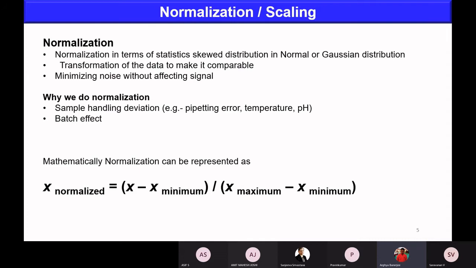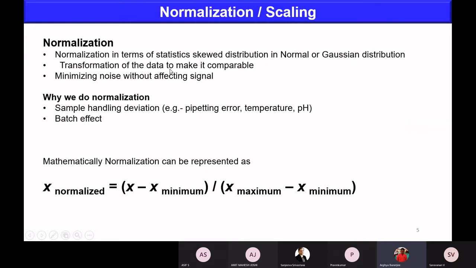So there are two common things one needs to know while doing the statistical analysis of the data. One is normalization and one is scaling. First of all, why do we do normalization? What does the term normalization signify? In statistical terminology, normalization refers to Gaussian distribution, meaning changing any skewed distribution into a Gaussian distribution. So normalization, in terms of statistics, is one in which the skewed distribution is changed into a normal or Gaussian distribution.